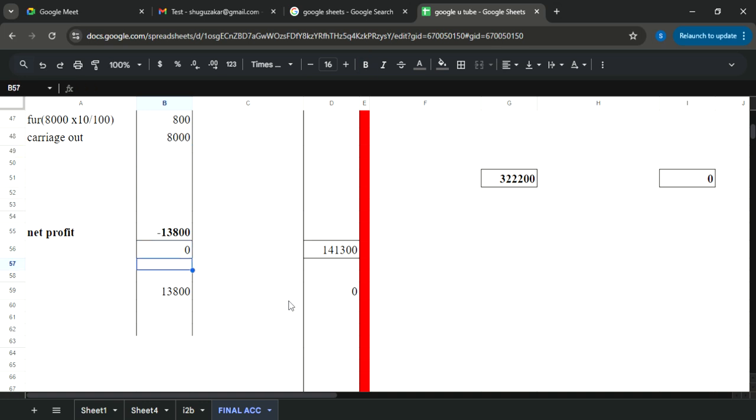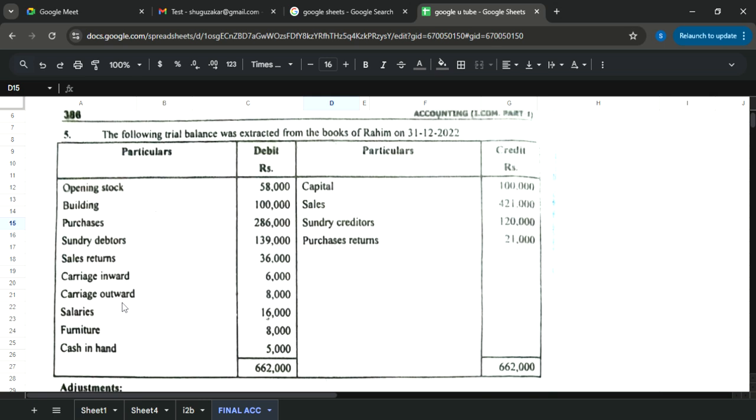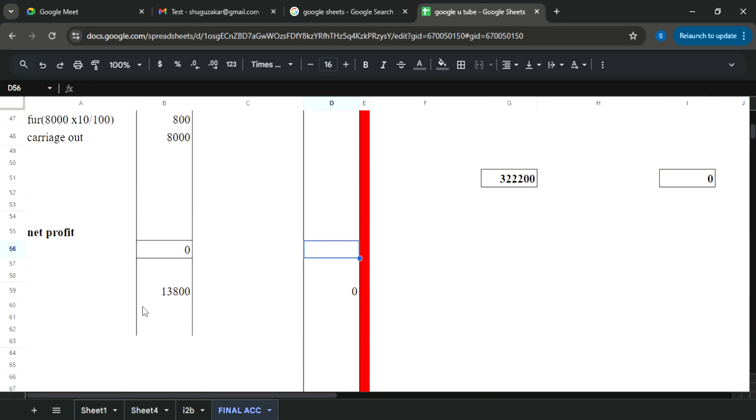This we have calculated for the previous question and we will perform it later on. Okay. So we were at carriage out. Next is for salaries. Salary is part of indirect expense.